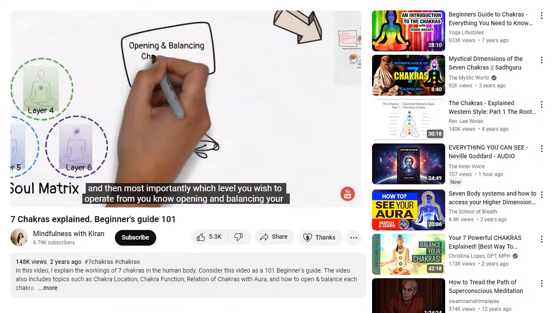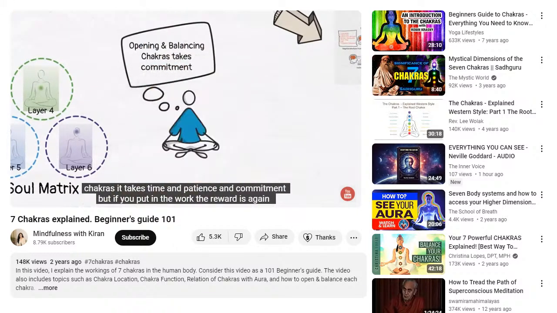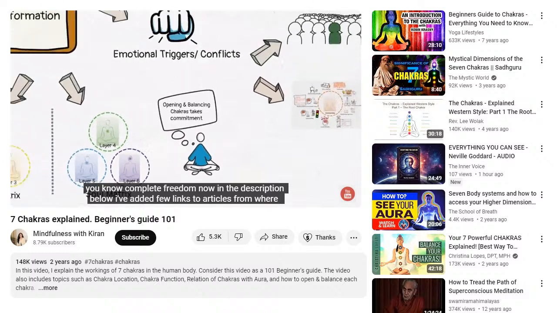Opening and balancing your chakras takes time and patience and commitment. But if you put in the work, the reward is, again, complete freedom.